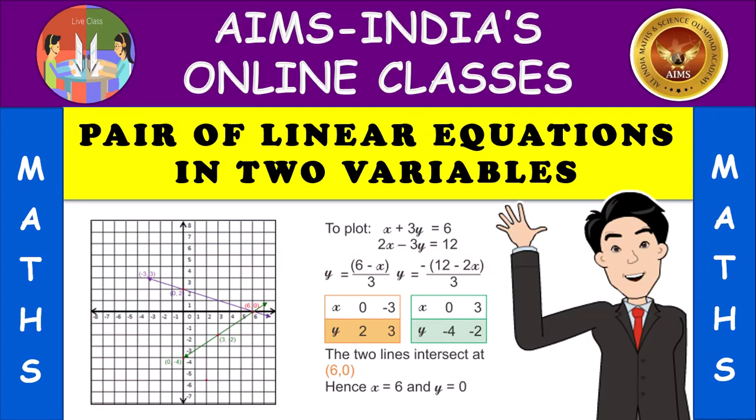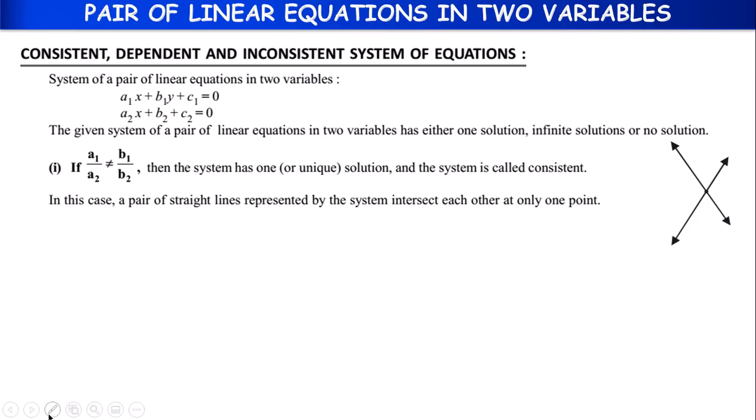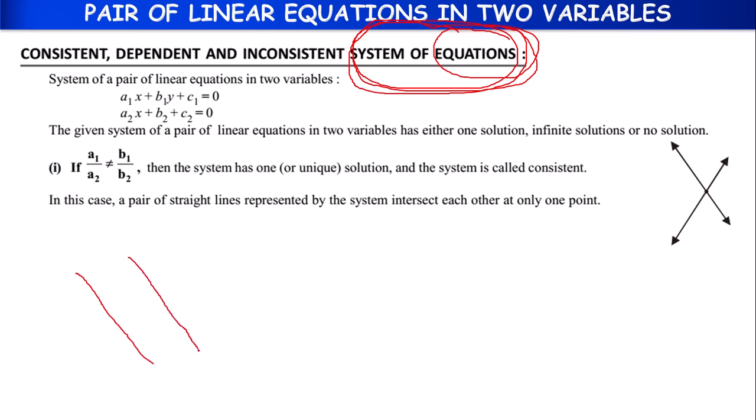In today's video, from the mathematics subject, we are going to discuss the topic pair of linear equations in two variables. So here, children, a linear equation will be represented by a line. If we have a system of equations or a pair of linear equations, those two equations will be represented by two lines. But the nature of the two lines may be in different ways.